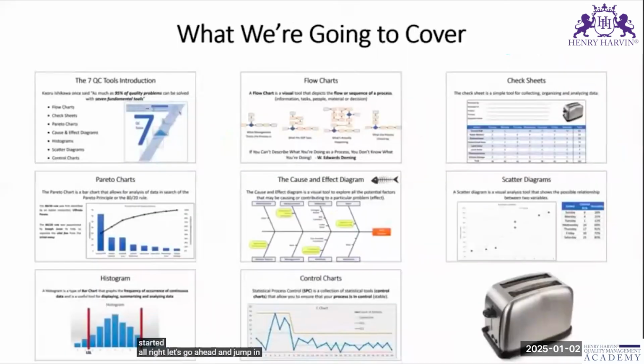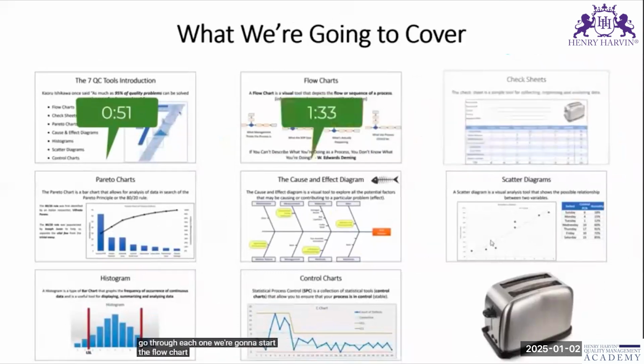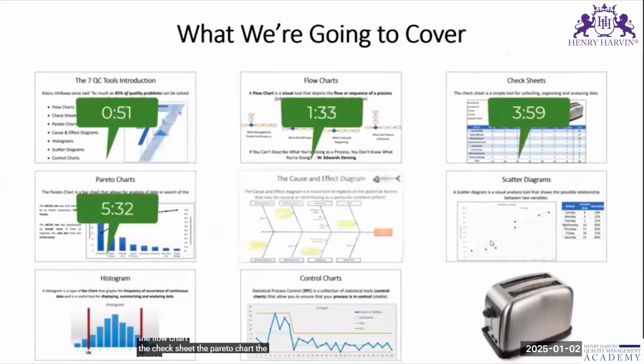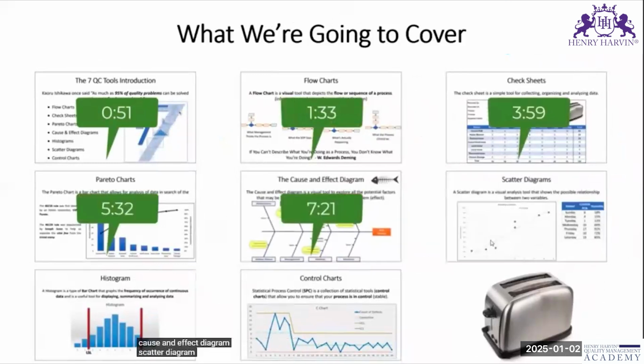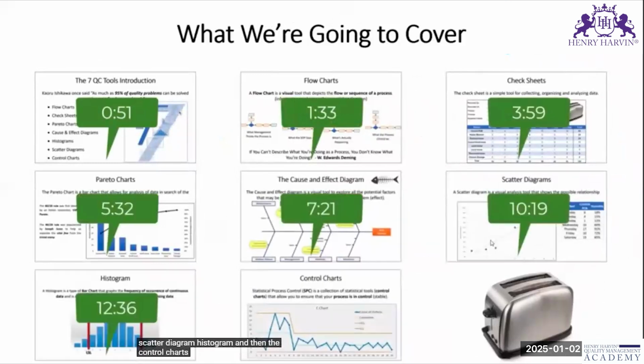All right, let's go ahead and jump right into the agenda. So we're going to start with a brief intro of the 7 QC tools, kind of talk about all of them and how they fit into the problem-solving process or the improvement process. And then we're going to go through each one. We're going to start with the flow chart, the check sheet, the Pareto chart, the cause and effect diagram, scatter diagram, histogram, and then the control charts. And then along the way, as we go through this, we're actually going to work a problem using all 7 tools, and we're going to reduce the number of defects associated with our toaster. All right, let's go and get started.